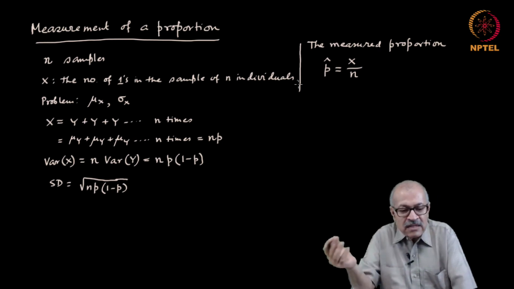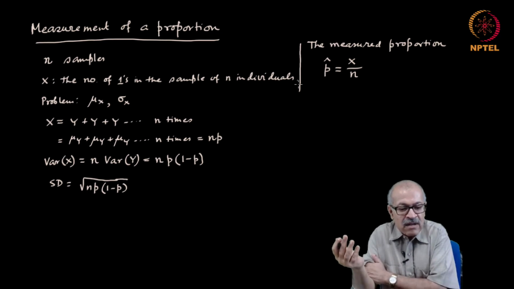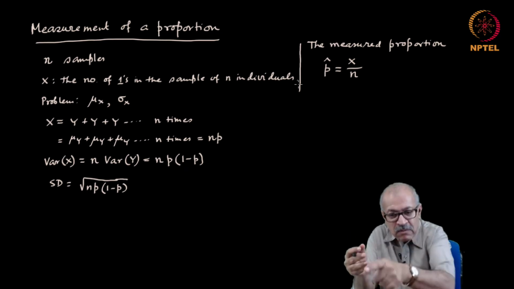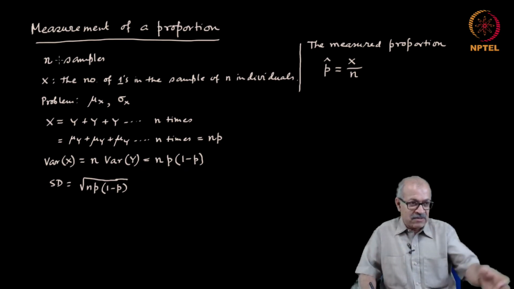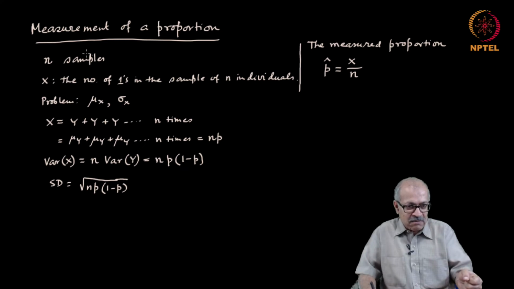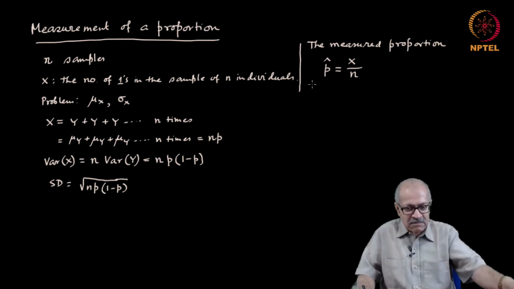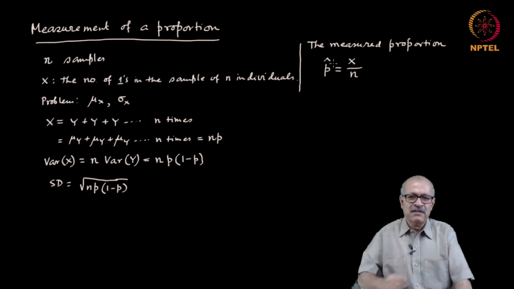And if we do a large number of trials of taking n samples each time, we will get a distribution of the measured proportions. For one sampling, that means we have taken n samples, we have got a measured proportion. If we do that again, taking another n samples, we will get another value of this. A third time you will get another value of this. Ultimately, the p hat will have a distribution.